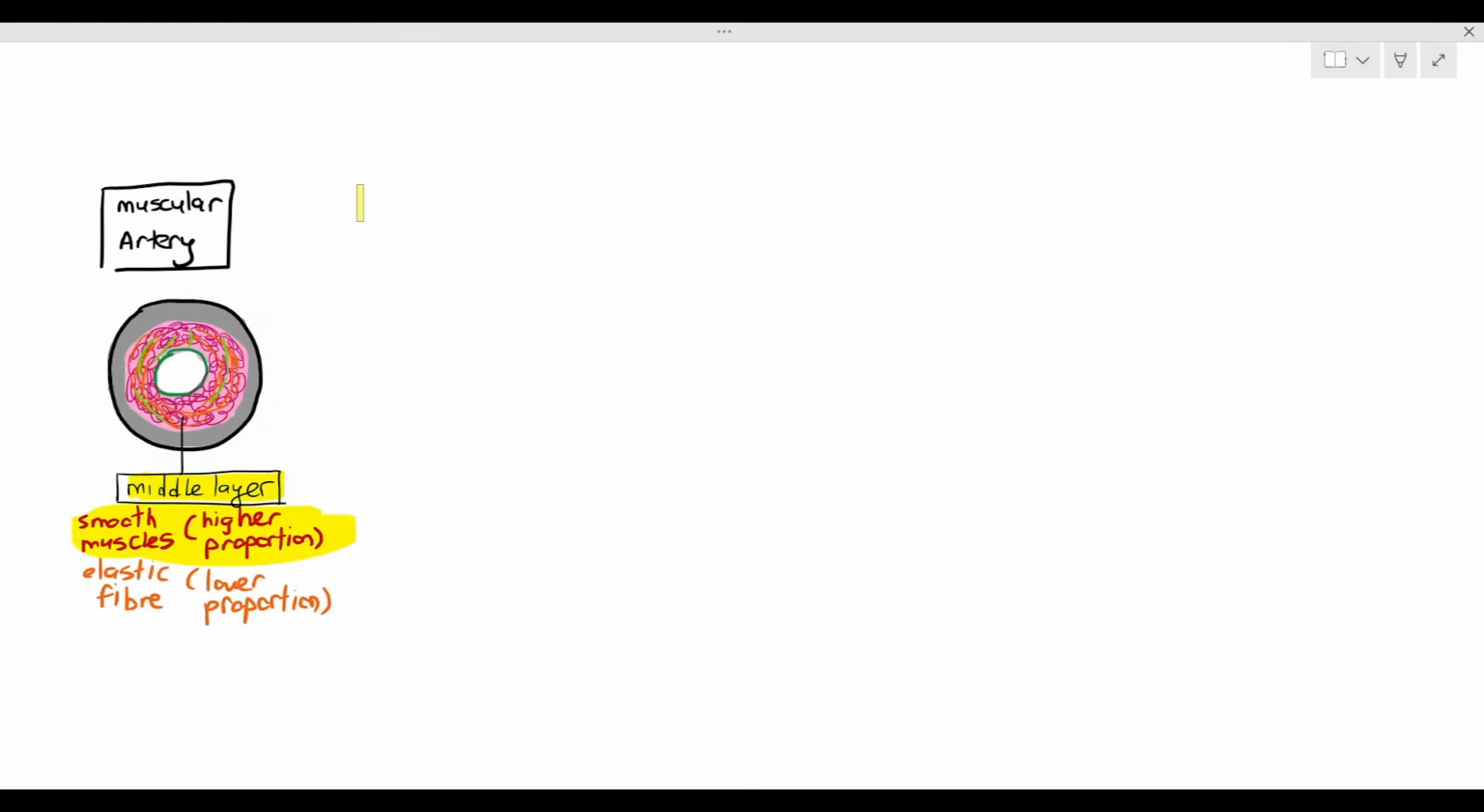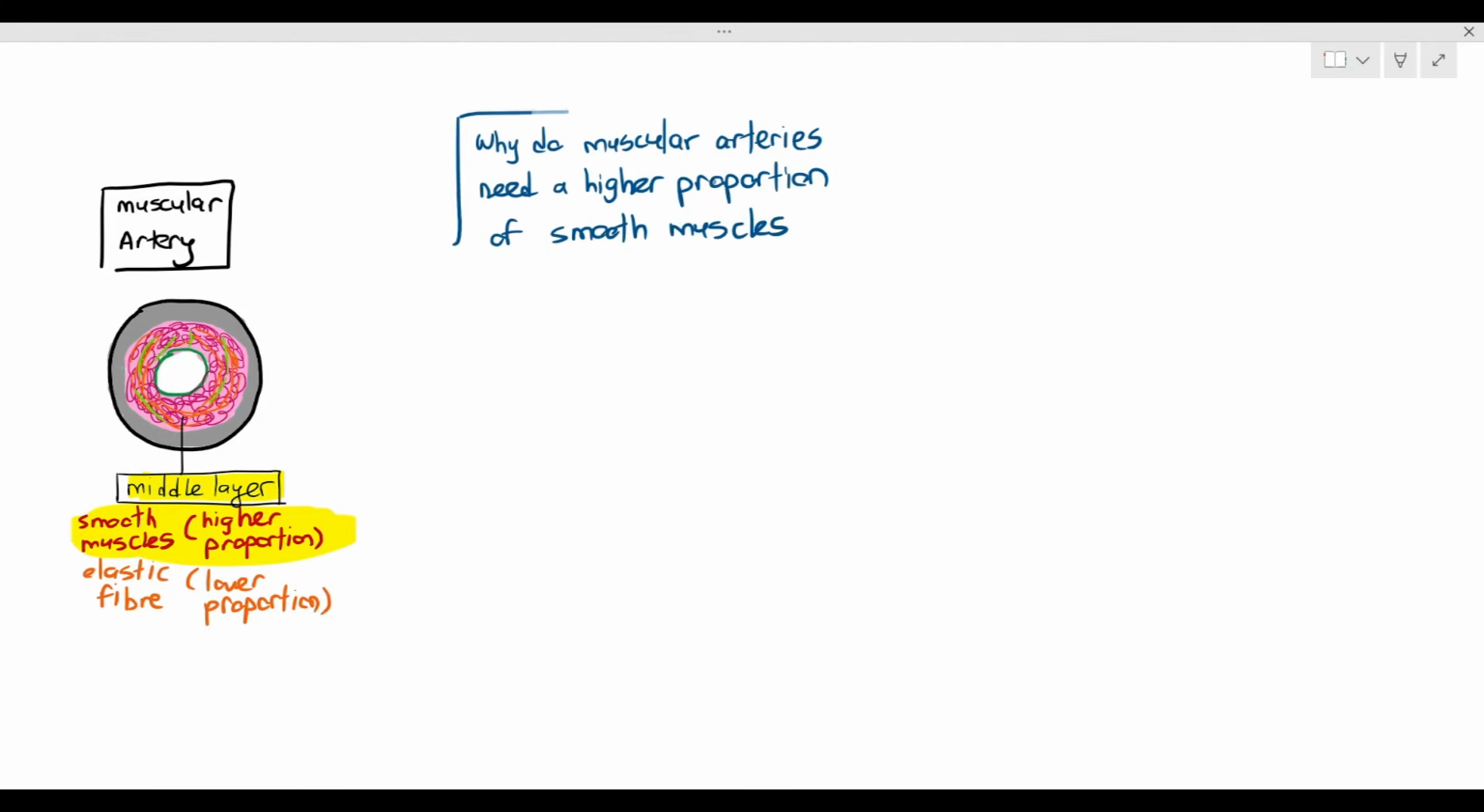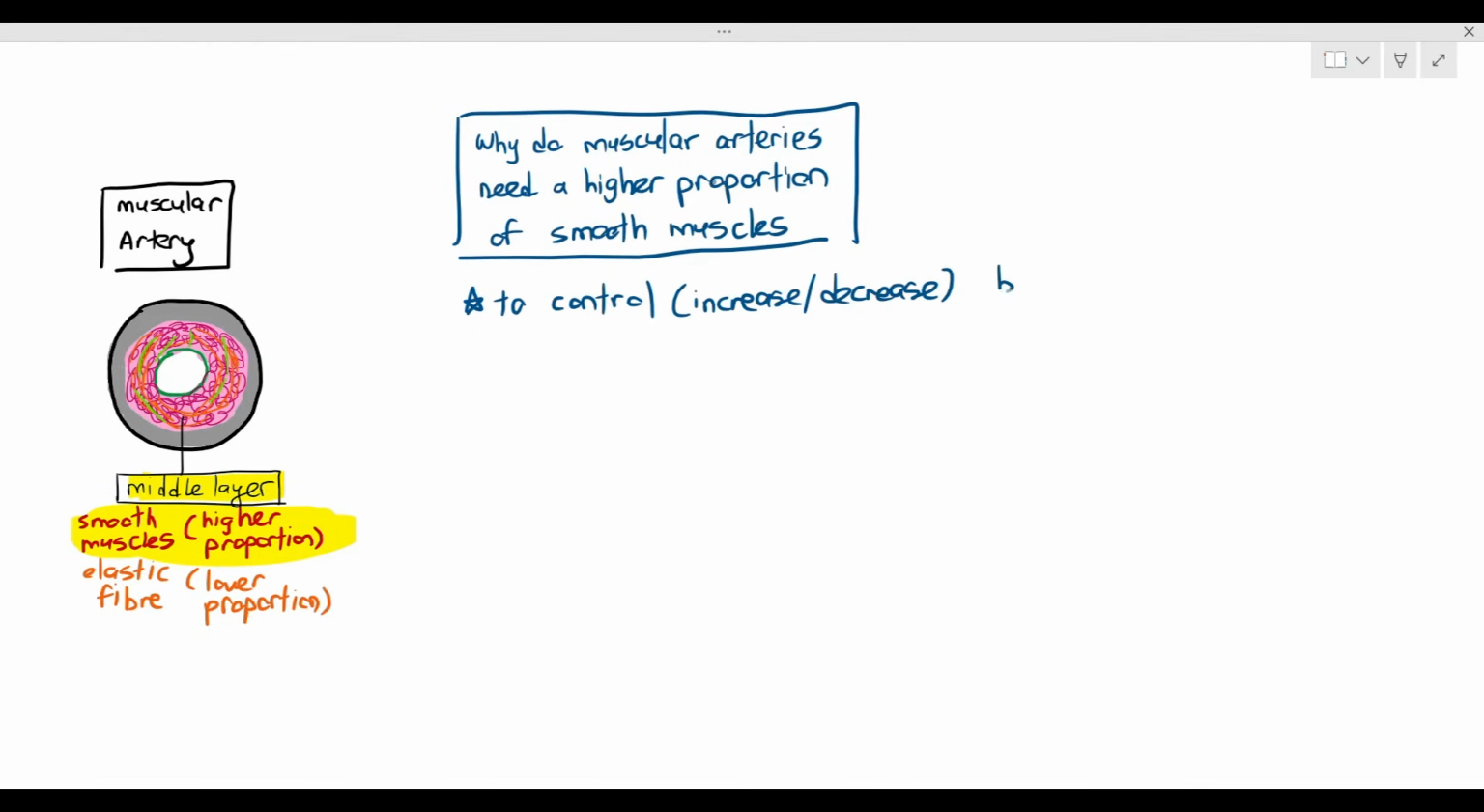So going next to the muscular artery, as a reminder, it has a high proportion of smooth muscles. So the question is, why? Why does it need a high proportion of smooth muscles within the muscular artery? The reason is because it wants to control blood flow. And when I say control, it means increase or decrease blood flow. Then you might want to ask the question, how is it able to increase or decrease blood flow? It is able to control the blood flow due to two processes.